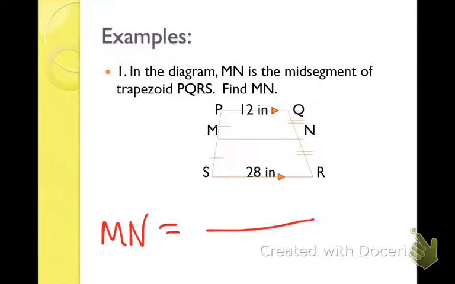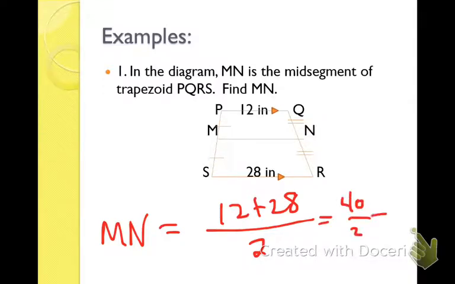Not sure? Okay. Jacob? 12. Not just 12. Kennedy? 12 plus 28. Yes, 12 plus 28. We're finding the average of those two numbers, so what do I have to do? Divide by? Gage? Kayla? Divide by 2. Right. 12 plus 28 divided by 2. So that's going to be 40 divided by 2, which is equal to 20.